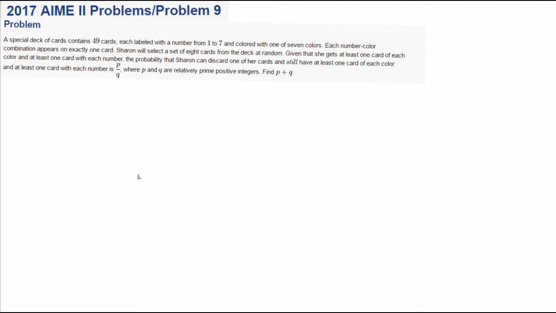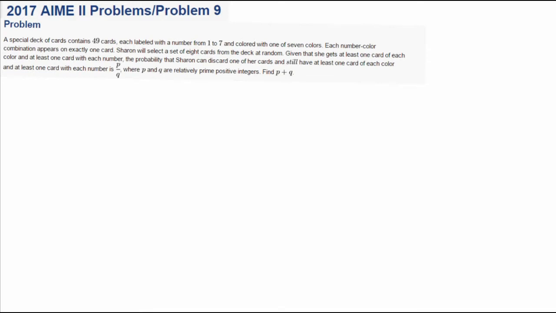A special deck of cards contains 49 cards, each labeled with a number 1 through 7 and colored with one of 7 colors. Each number-color combination appears on exactly one card. Sharon will select a set of 8 cards from the deck at random, given she still has a blah blah blah. The probability Sharon can discard one of her cards and still have at least one card of each color and at least one card with each number is P over Q, where P and Q are relatively prime positive integers. Okay.